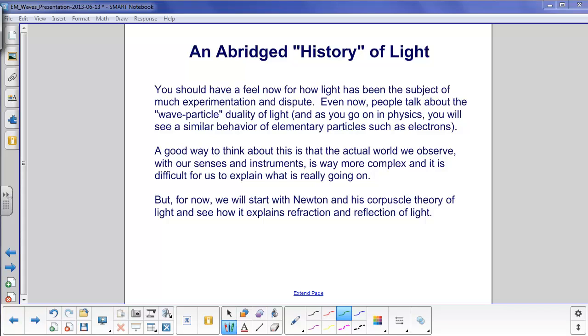But for now, we'll start with Newton and his corpuscle theory of light, light as a particle, and see how it explains refraction and reflection of light.